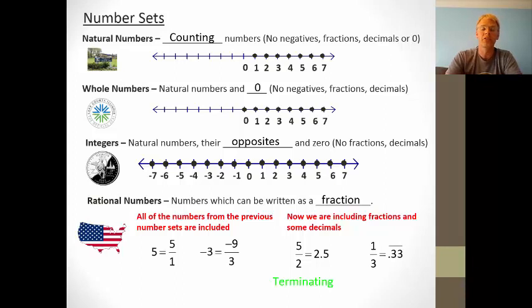So it'll be 0.3333333333 forever. And we call this, for obvious reasons, a repeating decimal. So we know that a decimal can be written as a fraction, meaning it's a rational number, if it terminates or it repeats. One of those two.